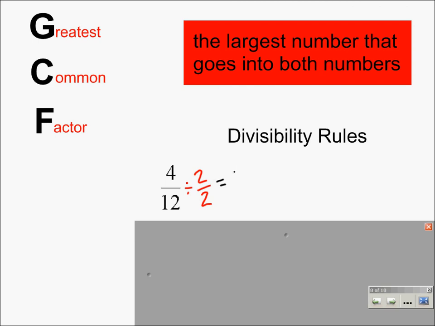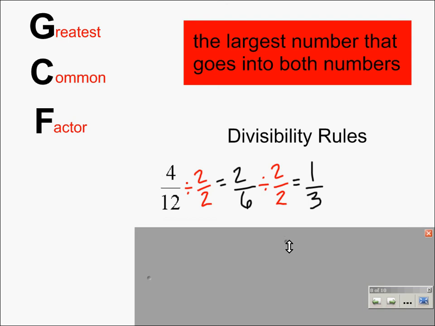4 divided by 2 is 2. 12 divided by 2 is 6. Again, they're even one more time. We would divide it by 2 over 2. 2 divided by 2 is 1. 6 divided by 2 is 3. So now 4/12 has been fully reduced to 1/3 based on divisibility rules.